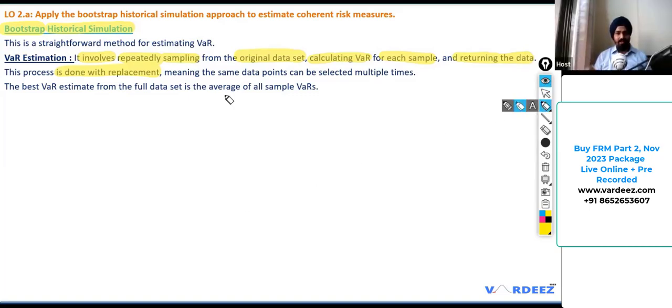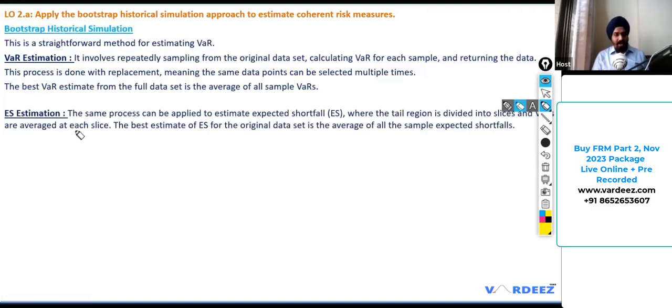So pictorially, I'll tell you how it looks. That means the same data points can be repeated or selected multiple times, and probably that can affect the value at risk as well. So the best VAR estimate from the full data set is the average of all the sample VARs that you've taken.